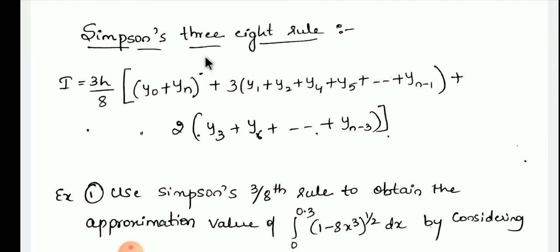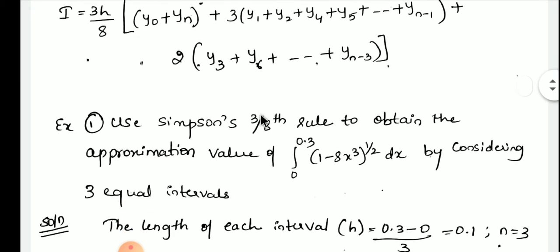The formula for the 3/8 rule is given by I is equal to 3h divided by 8 times the bracket of y0 plus yn, the initial term and the last term, plus 3 into y1 plus y2 plus y4 plus y5 and so on plus yn minus 1, then close the bracket, plus 2 into y3 plus y6 and so on up to yn minus 3. This is the formula we are using to calculate the problems of Simpson's 3/8 rule.